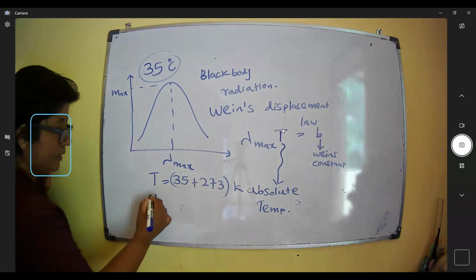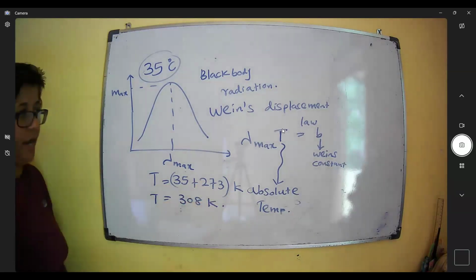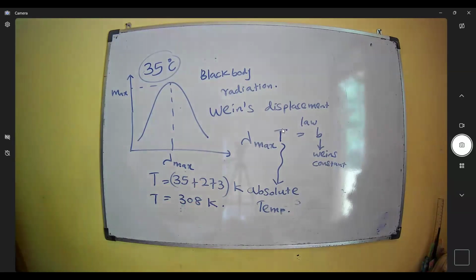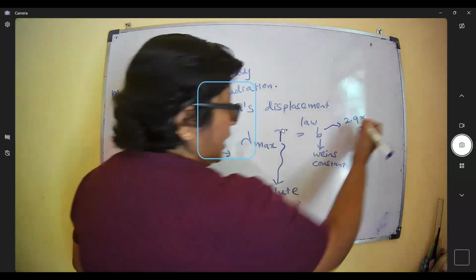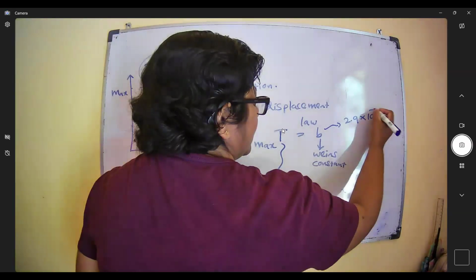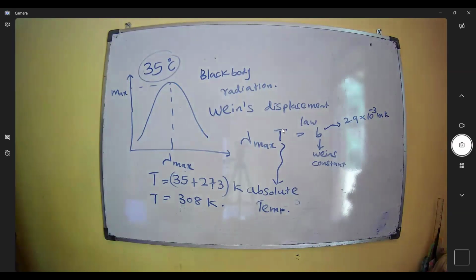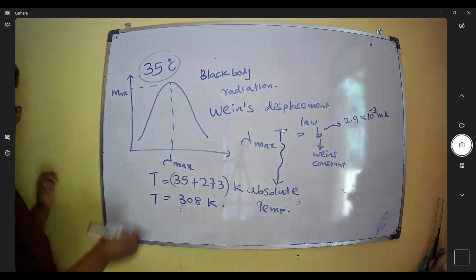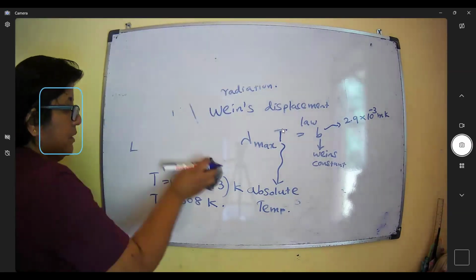It is equal to 308 Kelvin. Then lambda max T equals B, where B is Wien's constant. It is given in the data: it is equal to 2.9 times 10 to the minus 3 meter Kelvin, mK is the unit. Then we can find the maximum lambda value using Wien's displacement law.